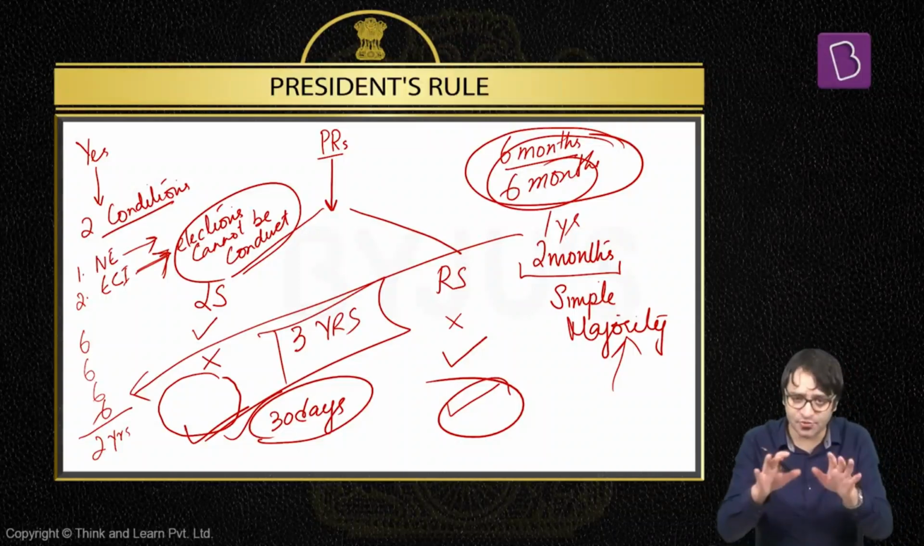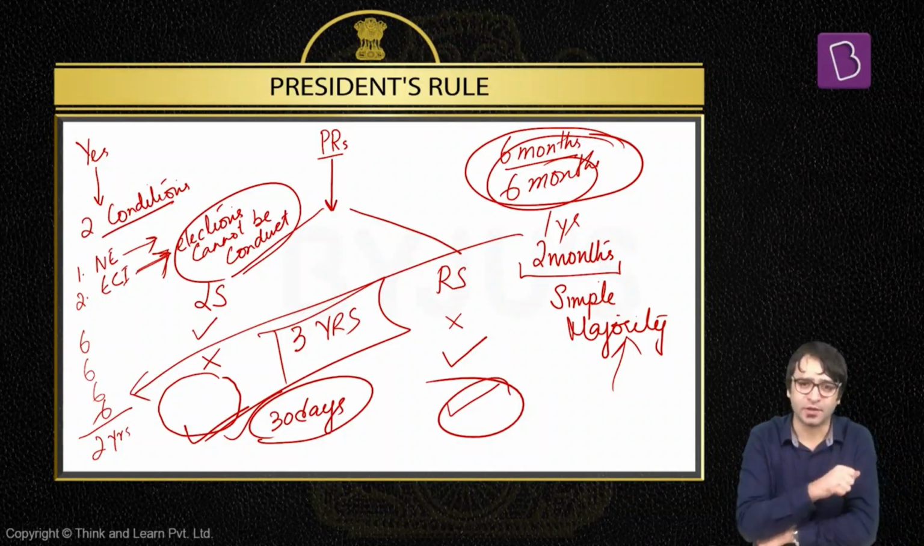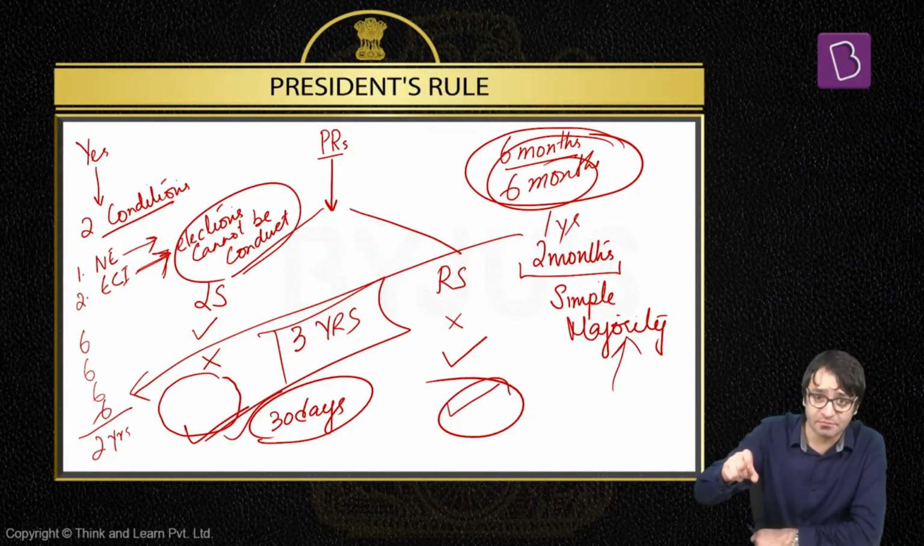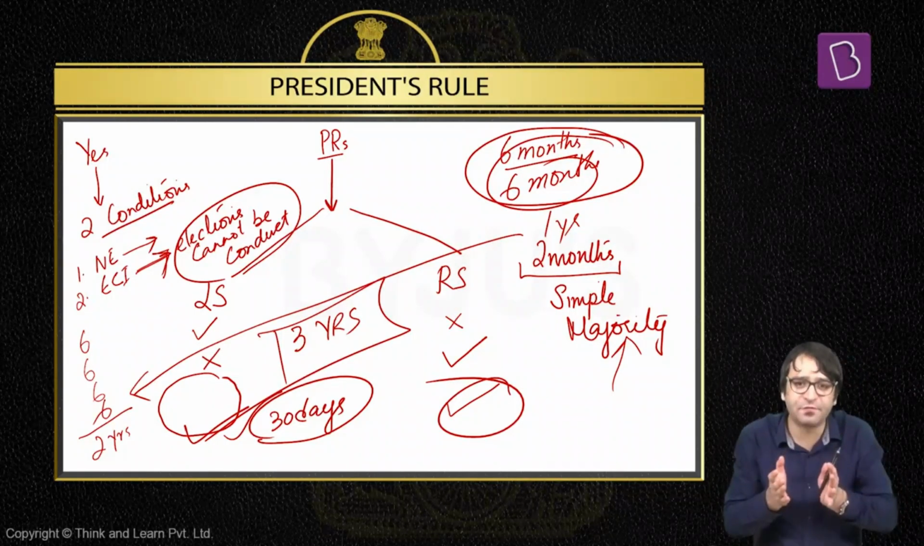Let's recap and then we will jump to something very, very important. President's rule. Under Article 355, there is a constitutional duty on the center, on the union, to protect every state from external aggression and from internal disturbance as well. And the union has to ensure that the government of every state is being carried out according to the provisions of the Constitution. And that is how Article 356 kicks in.